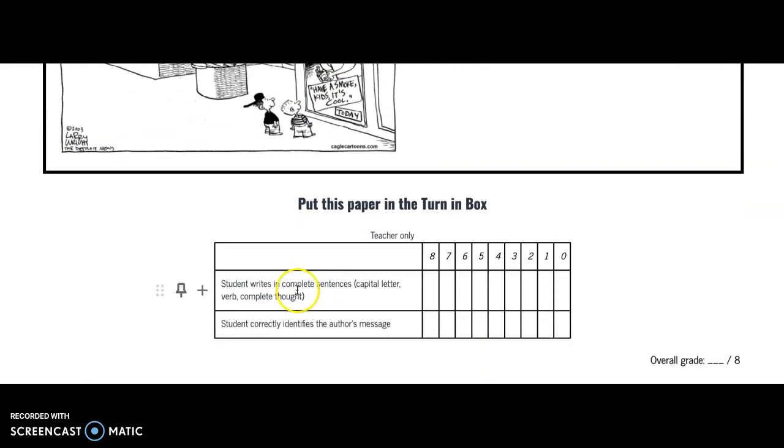Remember that you can see how you'll be graded at the bottom using this rubric. So be sure to check out the rubric in order to get the highest score possible. If you have any questions, please make sure to check with your teacher.